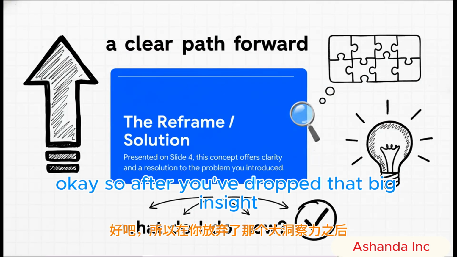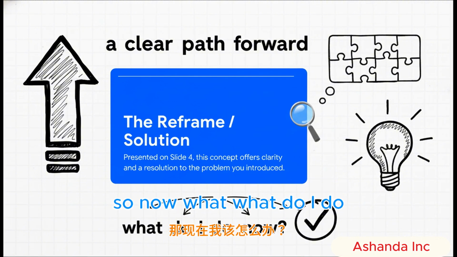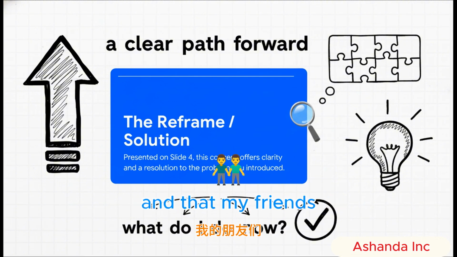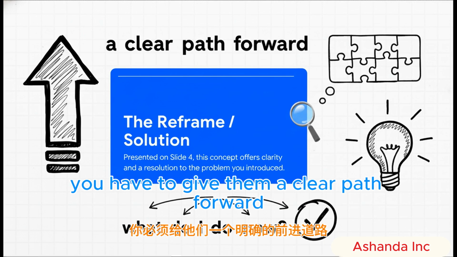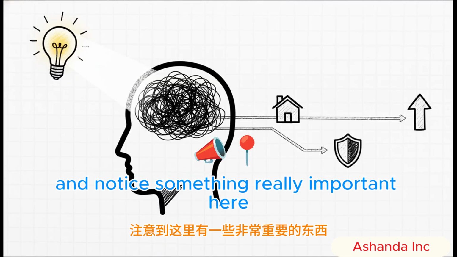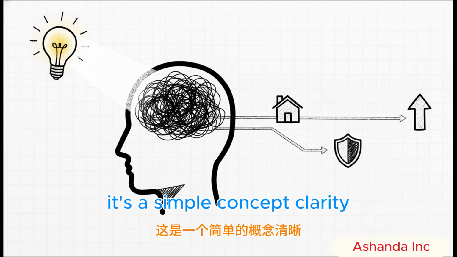Okay, so after you've dropped that big insight, your audience is thinking one thing. All right, I get it. So now what? What do I do? And that, my friends, is the job of slide 4, the solution. You have to give them a clear path forward. And notice something really important here. The solution isn't some crazy, complicated 10-step plan. It's a simple concept. Clarity.